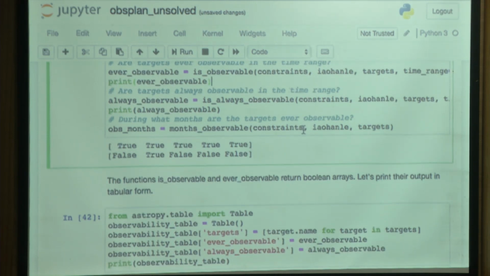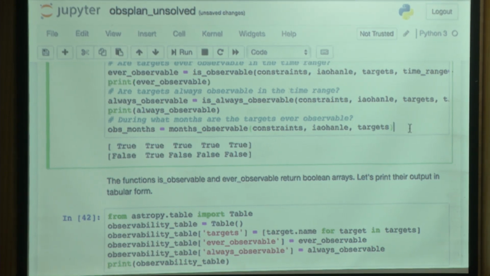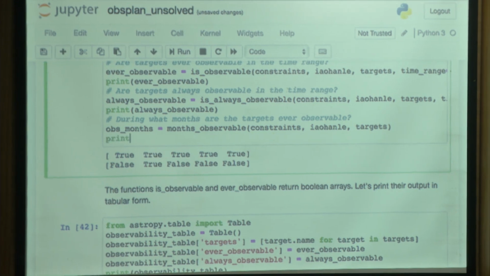You can also find out the best months for observation using the months observable function, when you feed in the constraints. I have not taken an output, but you can do that. Just print obs months, and then you can see the best months for observations for all these objects.